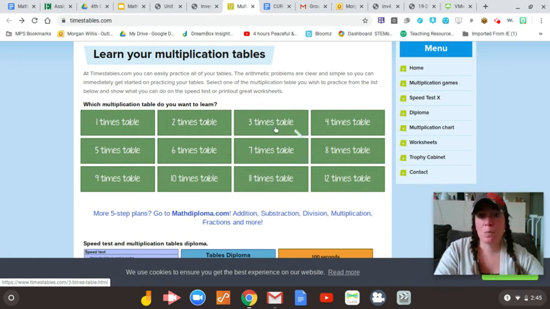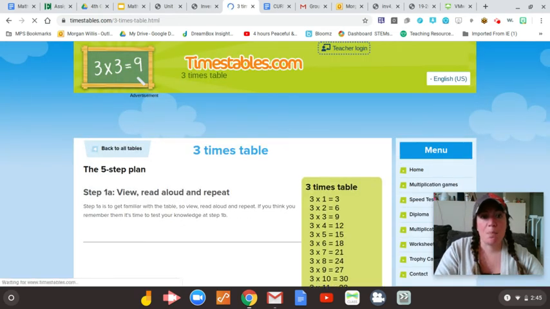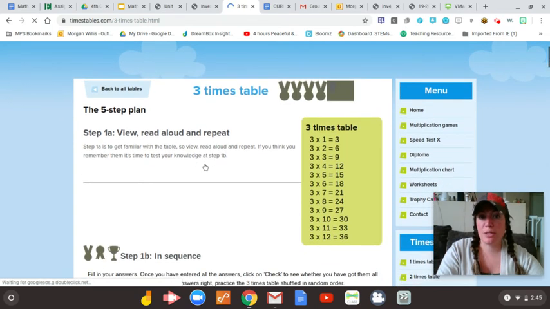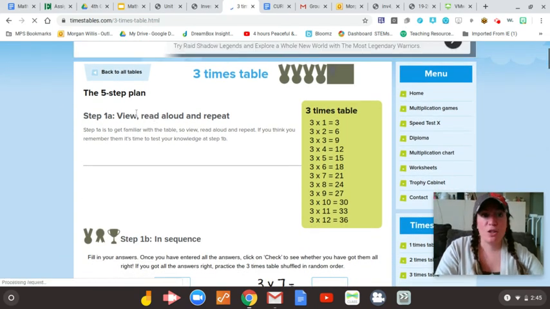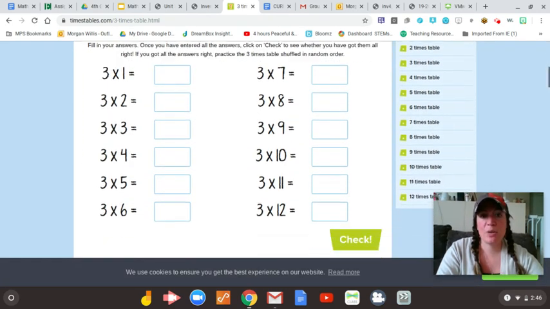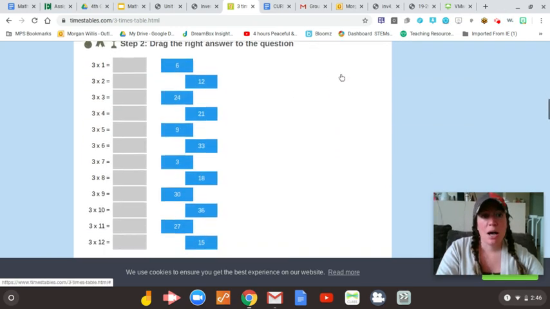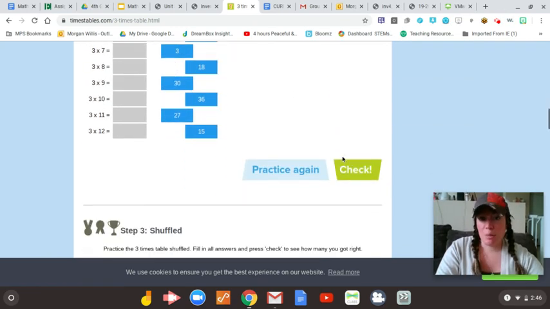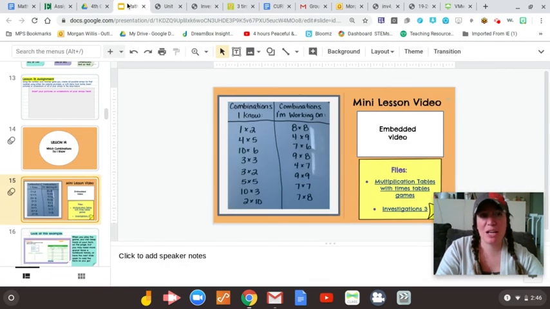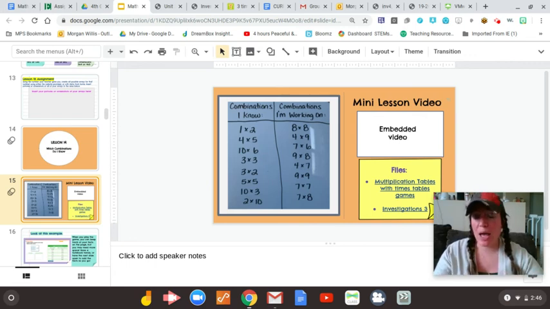If we click on our 3s, it will take you to a 5-step plan for learning those times tables. The first one is to repeat them out loud. Look at them all right here, to know them in sequence and give their answers. You can check your answers here. You can drag the correct answer, which again lets you check it. You can practice it again if you don't get it correctly. This is a good resource if you're not very good at multiplication or just don't know them all yet. It's a source you can click on to practice, not just today, but whenever you have time to.